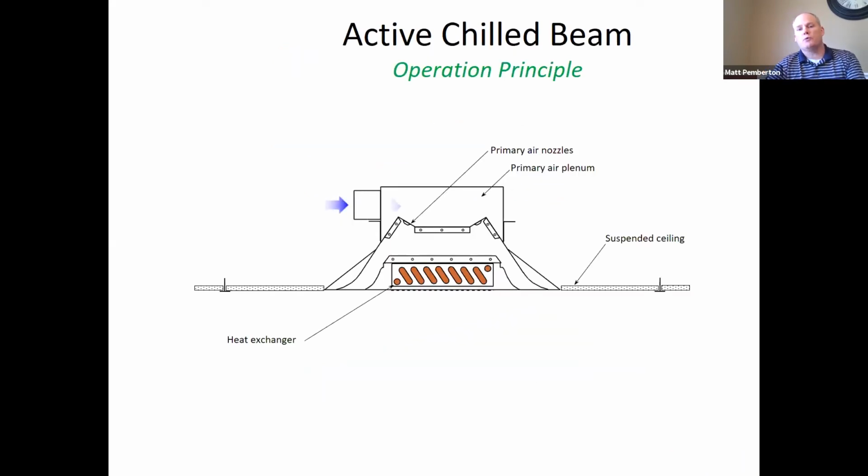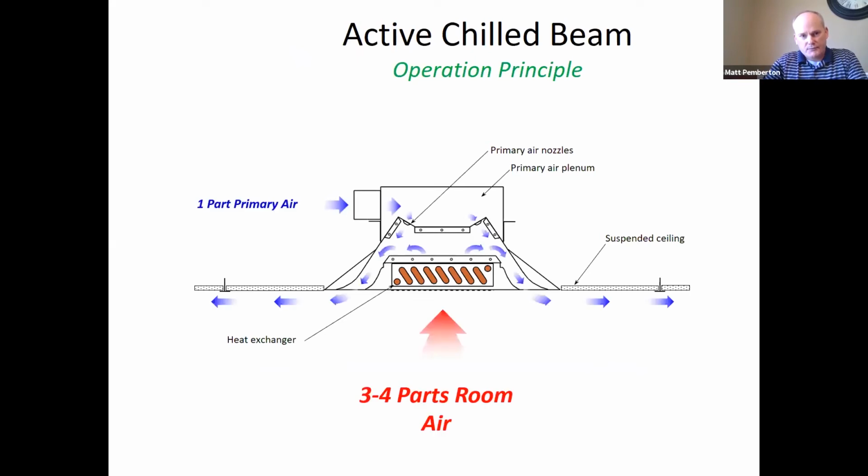So how does an active chill beam work? Works just like this. You'll see it's showing here on the top left, 1 part primary air, round numbers, 10 CFM per person, and 10 people in the space. We need 100 CFM of ventilation air. That's the ventilation air that's going to come into the chill beam plenum, pressurize, and it's going to leave with a high pressure and velocity through these nozzles shown on each side.